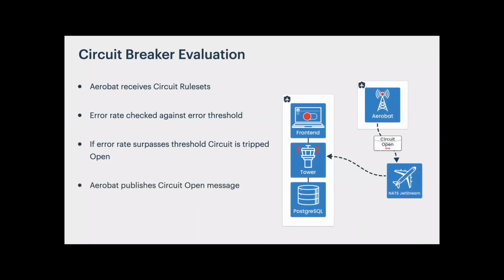Tower is then responsible for updating the circuit state by toggling the appropriate flag off and propagating this change to the SDK instances via NATS, effectively cutting off all traffic directed to the new feature while the circuit is in an open state. The circuit will remain in an open state until a developer toggles the flag back on or the circuit is automatically recovered.